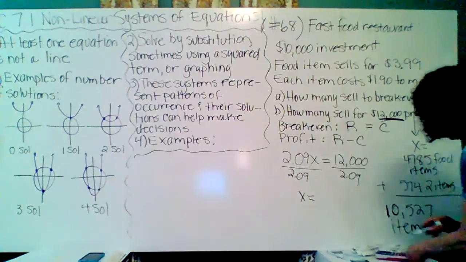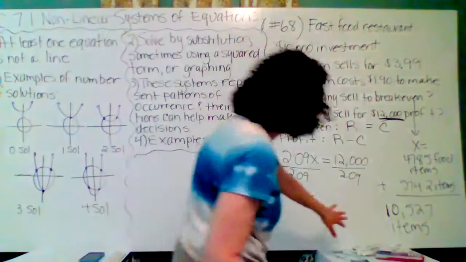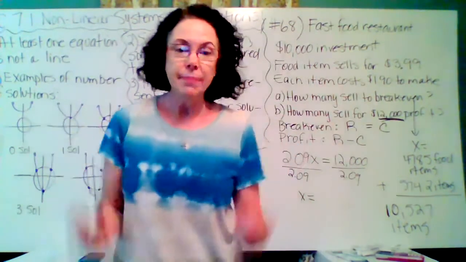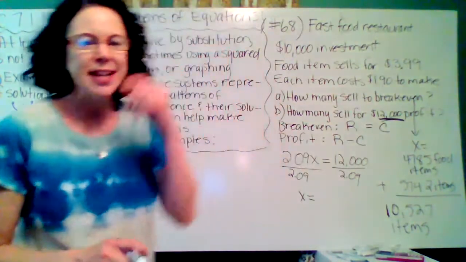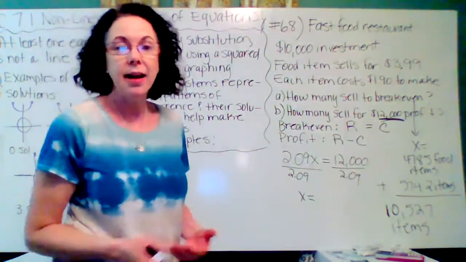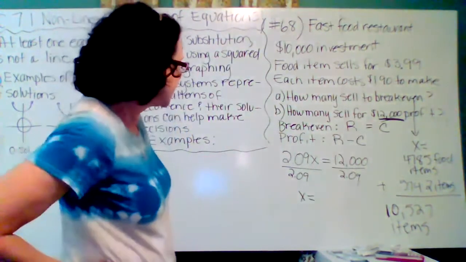Sorry, at the very end, I'm worried. I want to do a good job. So we have to sell 10,527 items to make a profit of $12,000. There, I finally said it right. And I hate to tell you, it's 10 to 10 at night. I'm just trying to get the video done, so sorry for the little mistakes.